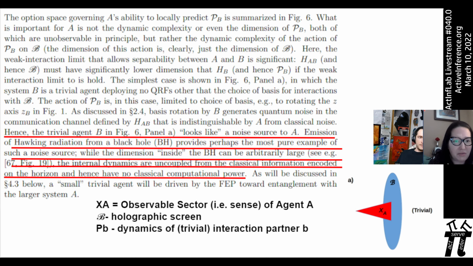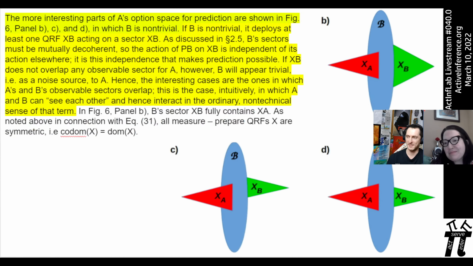emission of Hawking radiation from a black hole provides perhaps the most pure example of such a noise source. While the dimension inside the black hole can be arbitrarily large, the internal dynamics are uncoupled from the classical information encoded on the horizon and hence have no classical computational power. Yes. Okay, maybe my refrigerator has more computational power than a black hole. I don't know. Okay, we move on.